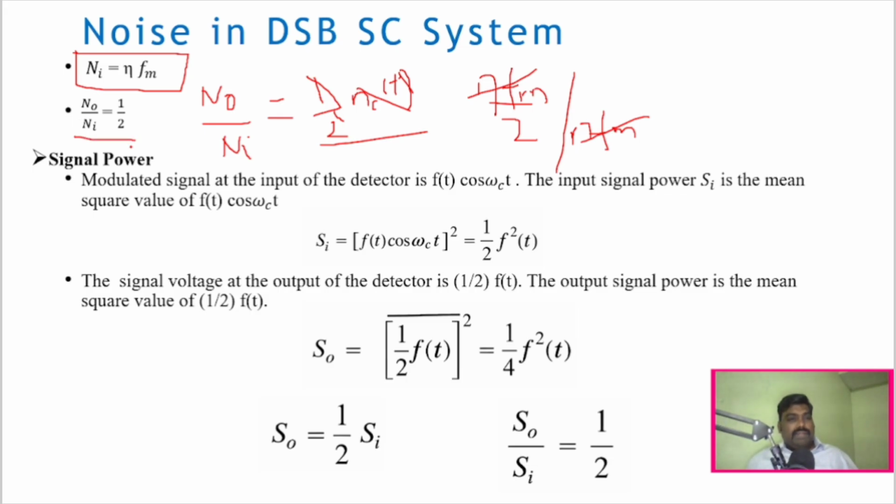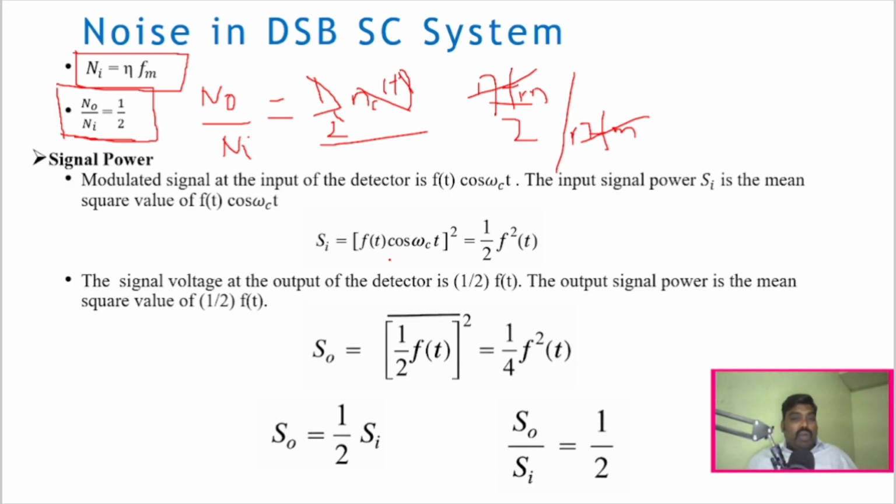And this is the ratio of noise power at the output to the noise power at the input, N naught divided by Ni. Now we have obtained N naught by Ni, and now we are going to calculate the signal power. We need to find out S naught by Si in similar fashion. How will we calculate it?